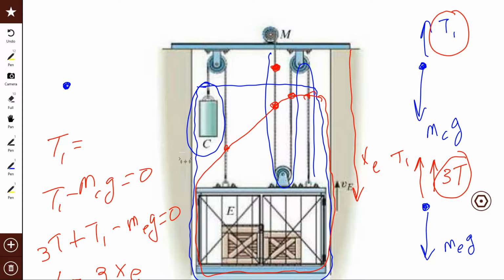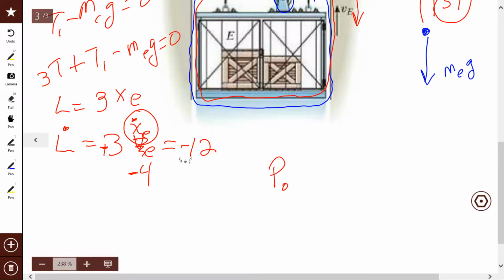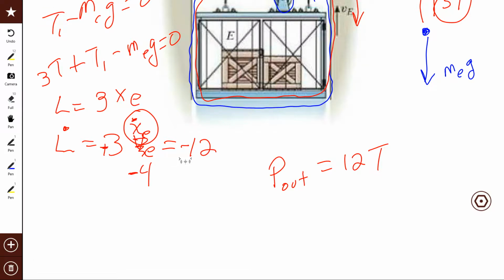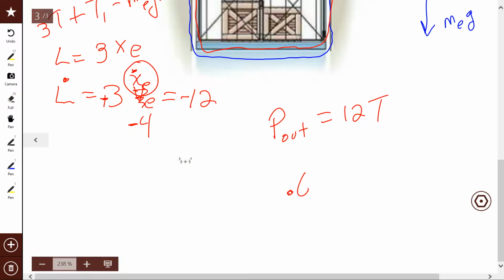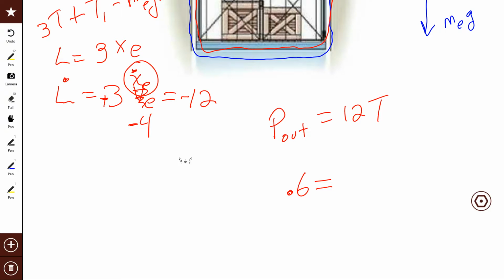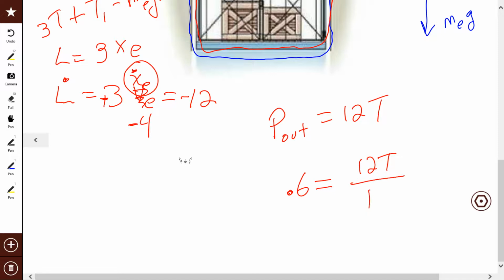Okay, what's the power at that red dot? T times 12. Right? That's T times 12. So what's the power coming out of the motor? T times 12. So the power out is 12T. What's the power going into the motor? I have efficiency of what? 0.6, okay. So 0.6 efficiency equals, what is it? In over out? Out over in. Out, 12T, that's what comes out of the motor. What goes into the motor? PN. Can you find PN?